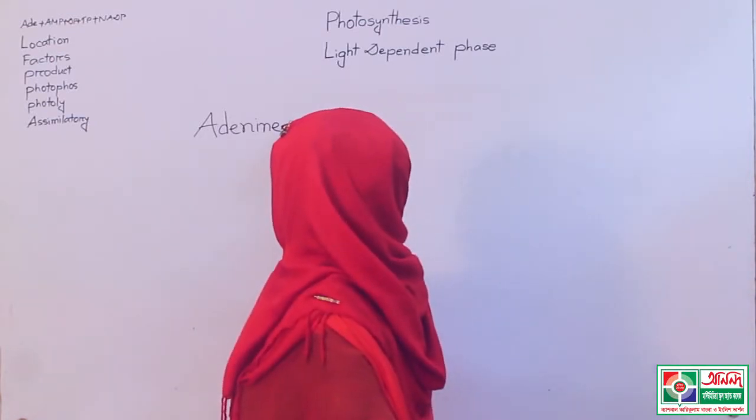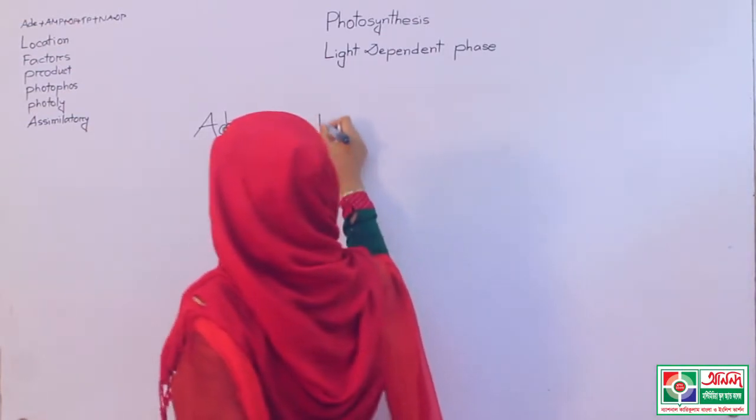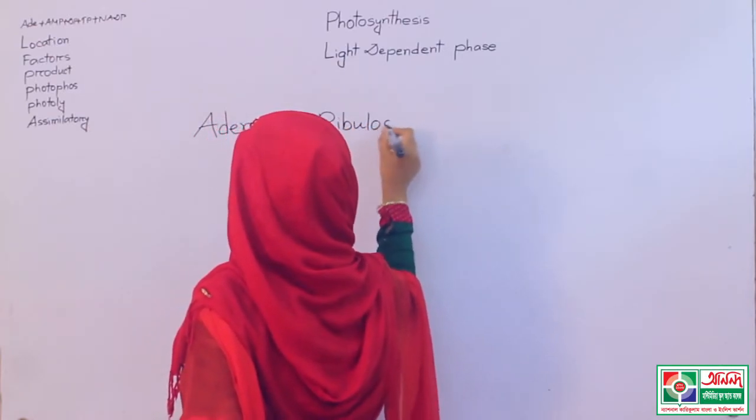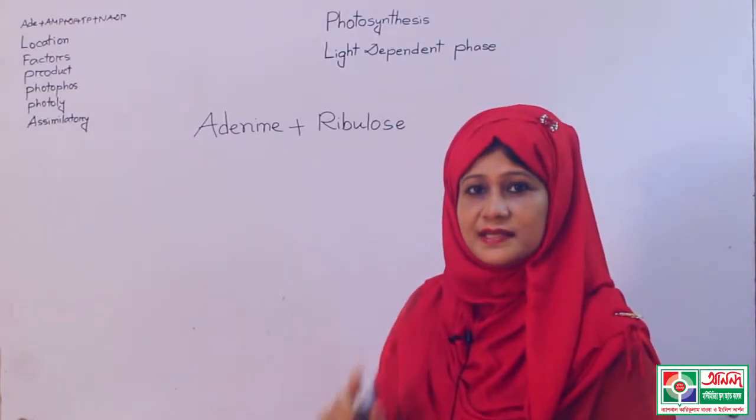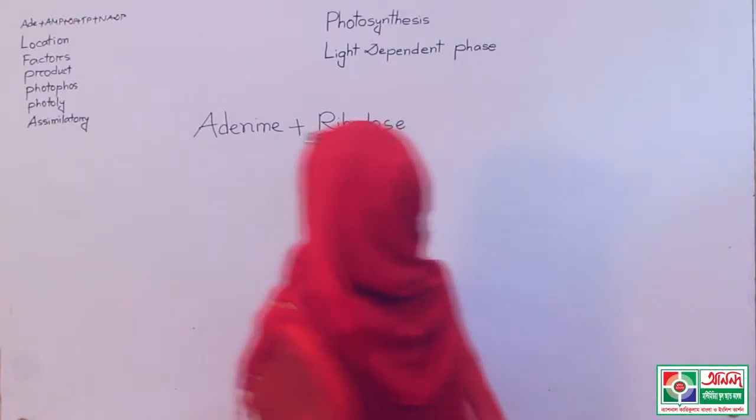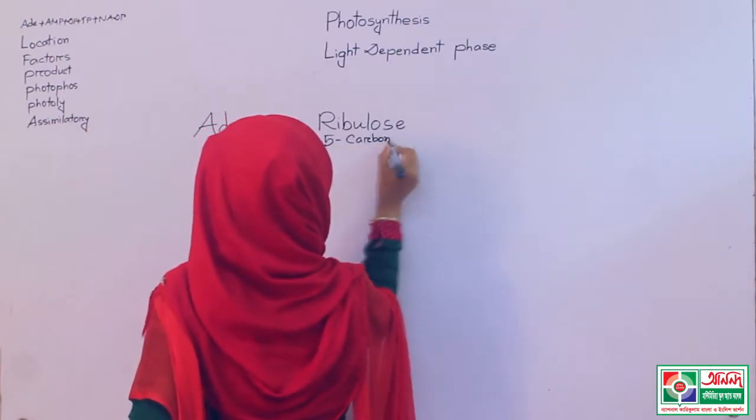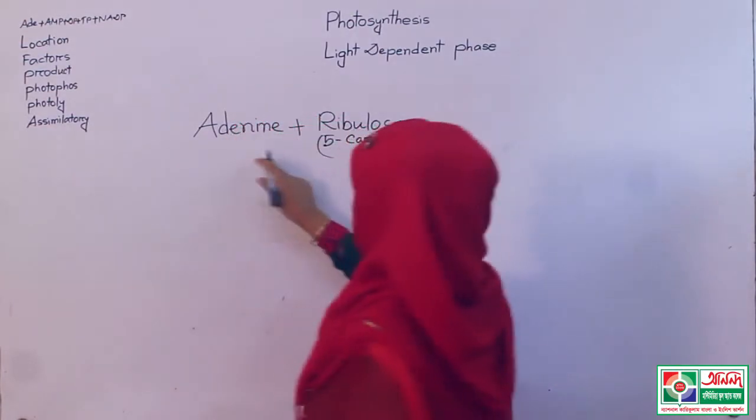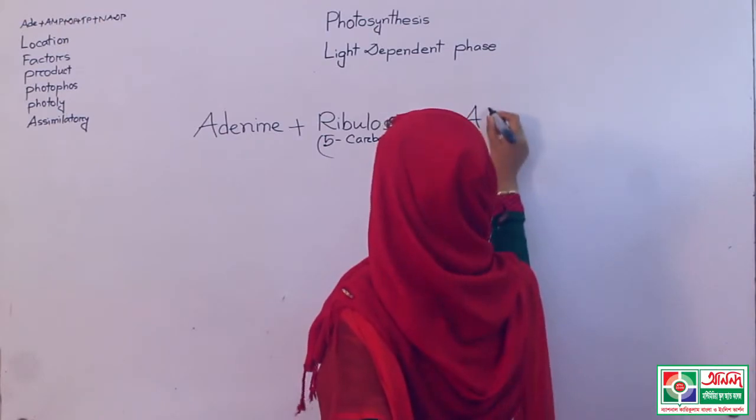With this adenine, if ribulose sugar or ribose, both are correct, is added, then we will call it adenosine. This is a 5 carbon sugar, right? Adenine plus ribulose sugar equals adenosine.